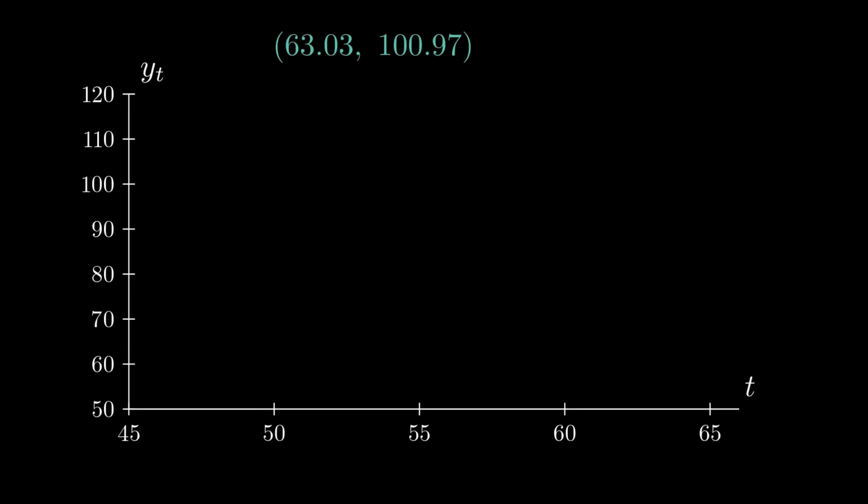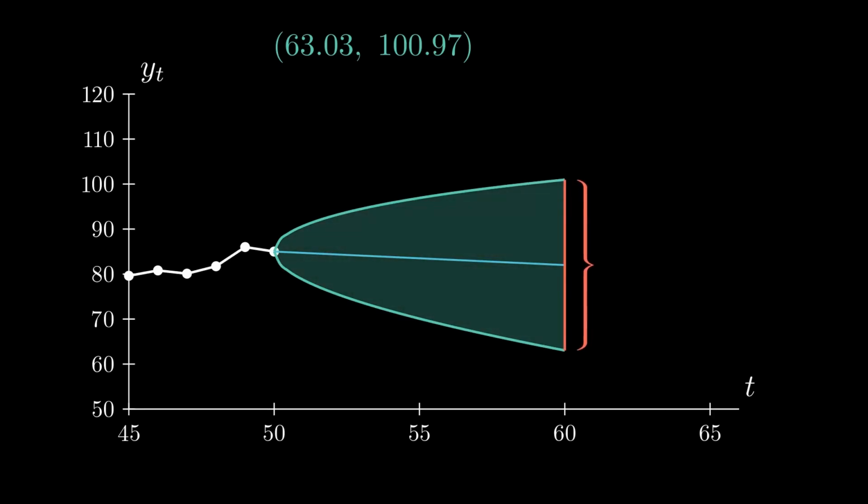Let's visualize this solution. Here is our random walk ending at 85 at time 50. The point forecast drifts downward because C bar is negative. The 95% interval expands as a cone. At time 60, this cone spans from 63 to 101.